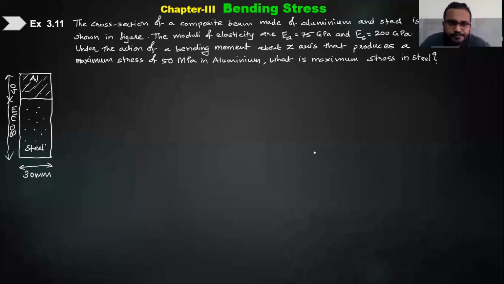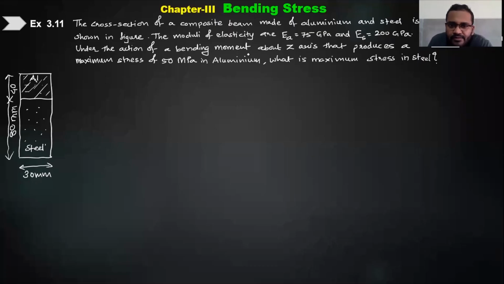This problem. Okay. So now see again what is the question and how we can solve it. Now this is unsymmetric. यहाँ पे symmetric नहीं है कुछ भी. There is a cross section of composite beam made of aluminium and steel. So this is aluminium and this is steel. Okay, as shown in figure, the modulus of elasticity E for aluminium is given and for steel is also given. So you can calculate the modular ratio.